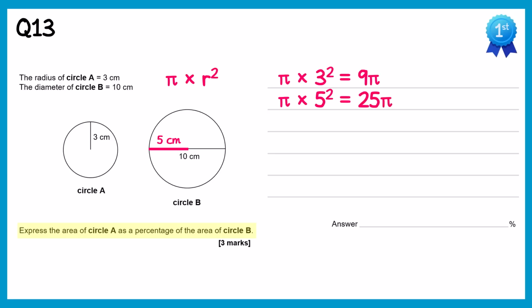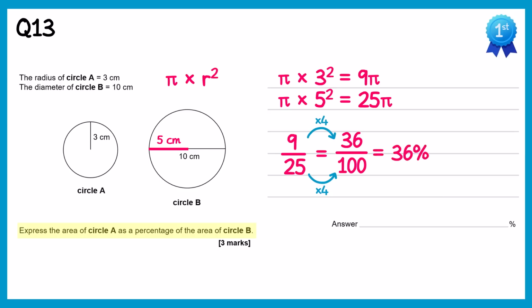Now to express the area of circle A as a percentage of the area of circle B, we're first of all going to write it as a fraction. So circle A's area as a fraction of circle B's area, which would be 9 pi over 25 pi. Here the pi's will cancel, so it's just 9 over 25, and now we want to convert this to a percentage. I know that 25 goes into 100 4 times, so if I multiply it by 4, I get 100. If I then multiply the 9 on the top by 4, I get 36. So these two fractions are equivalent. 36 over 100 is just the same as 36%, so the answer must be 36%.